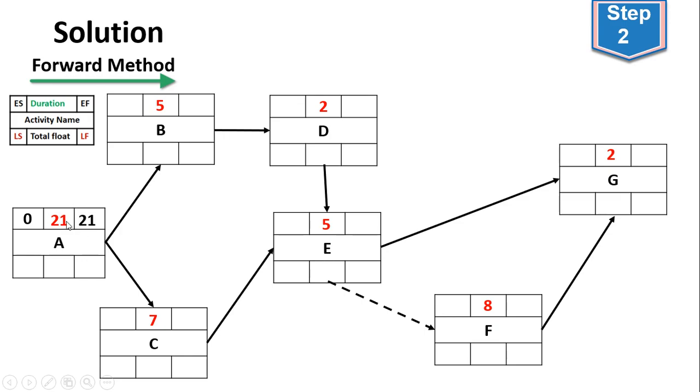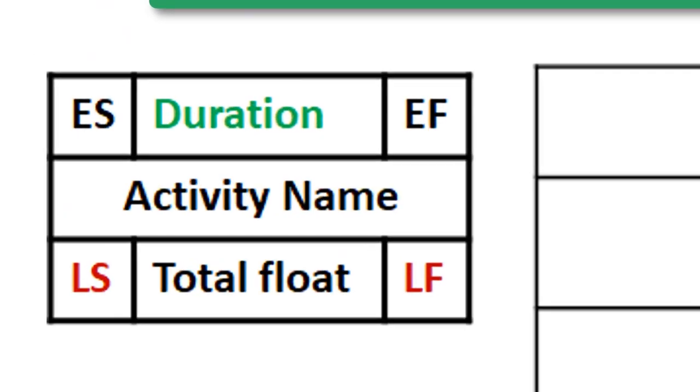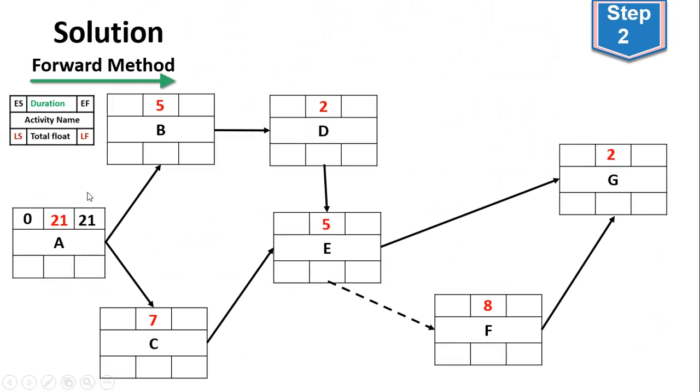You follow the table which you can see here to compute the early start time and the early finish time. The next box is activity B, whose early start time is 21, and its early finish time is going to be 21 plus 5, which is 26. For activity C, its early start time is the early finish time of activity A, which is 21, and we add 7 to get 28. For activity D, we are going to have 26 plus 2, which is 28.